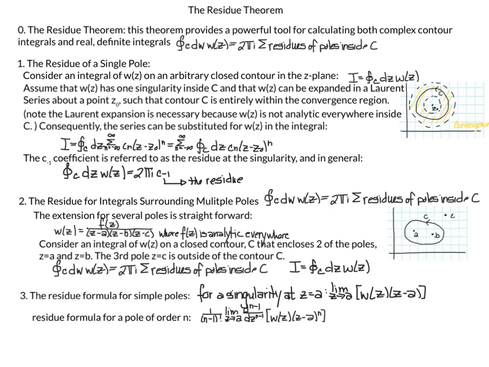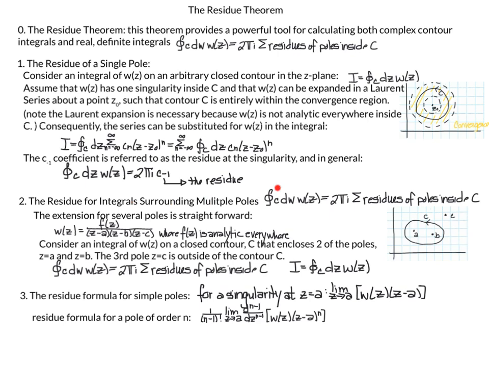And we will find that the integral over C of w(z) is equal to 2 pi i times our residue, that is the c to the minus 1 coefficient. And in our video, we will develop this formula further. The second topic we will have is expanding to residues for integrals surrounding multiple poles.